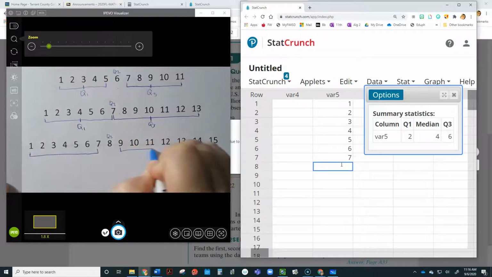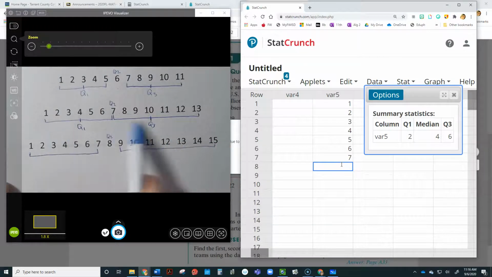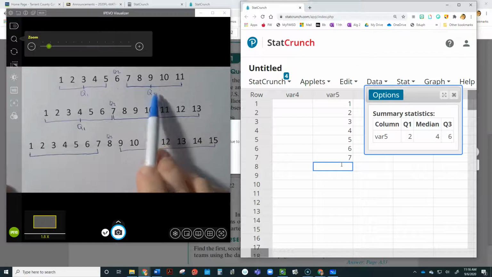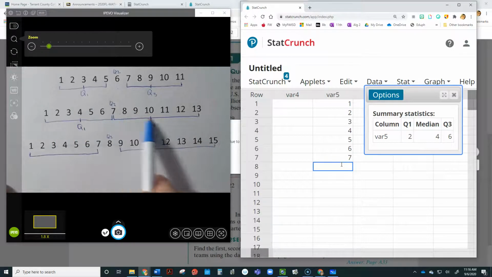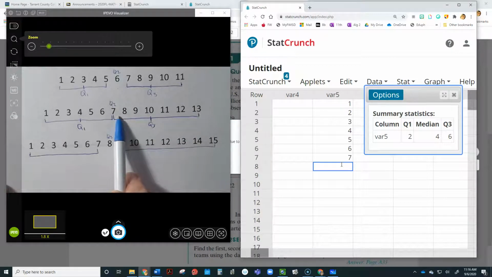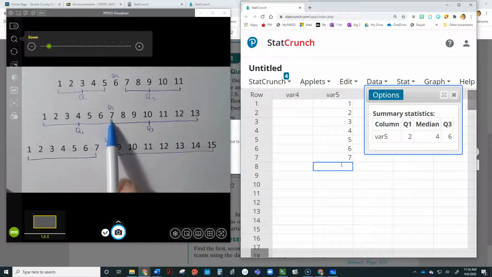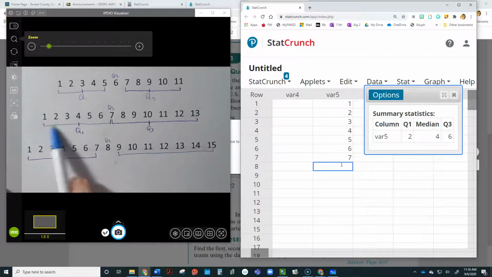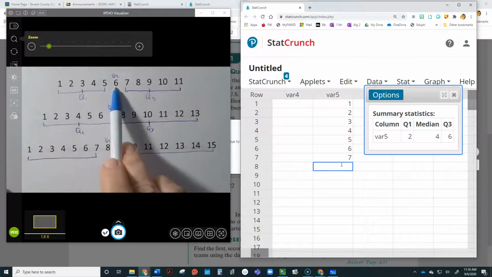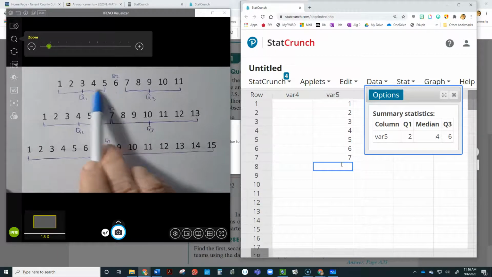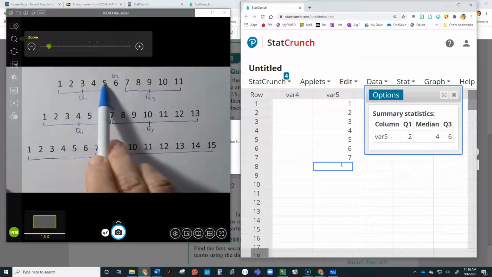So what StatCrunch is doing when it has an odd number in the data set is making sure that the front half and the second half also have odd numbers in them. To do that, sometimes it has to use the median. So here it's getting 7 numbers, and here it wants 7 numbers. But up here, if it uses the 6, it would have an even set of numbers, and instead it wants odd.